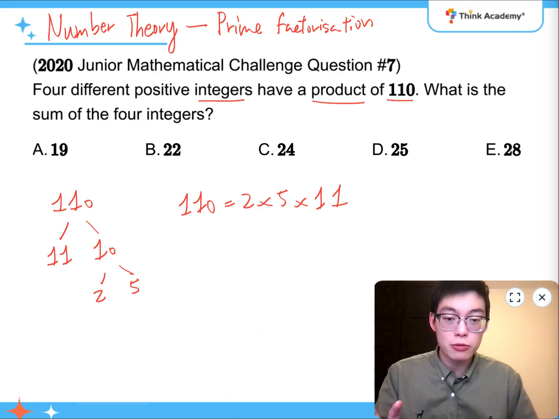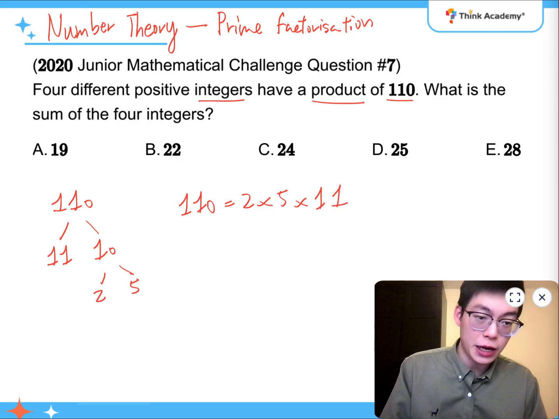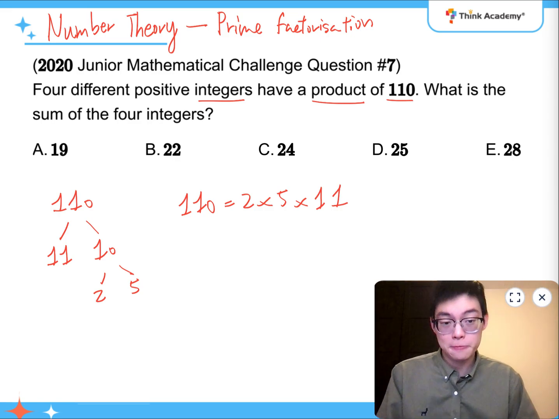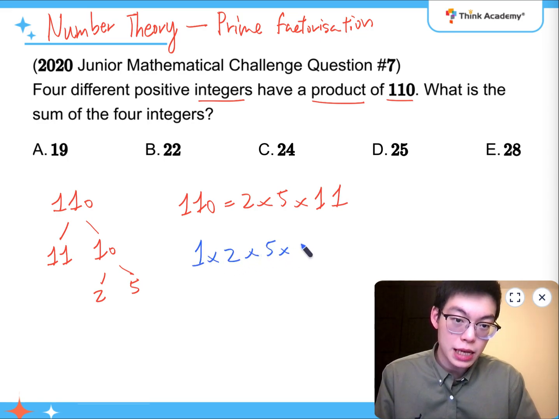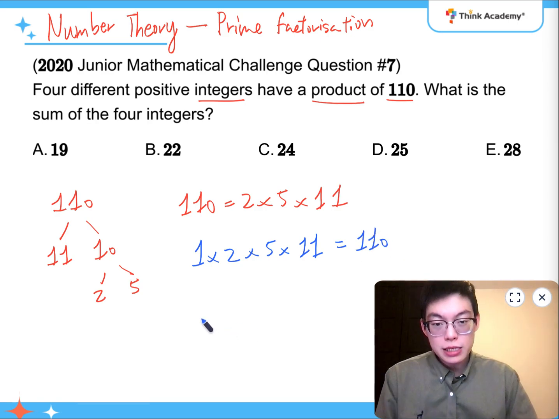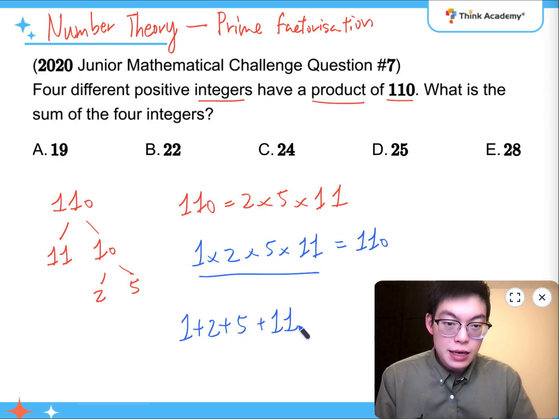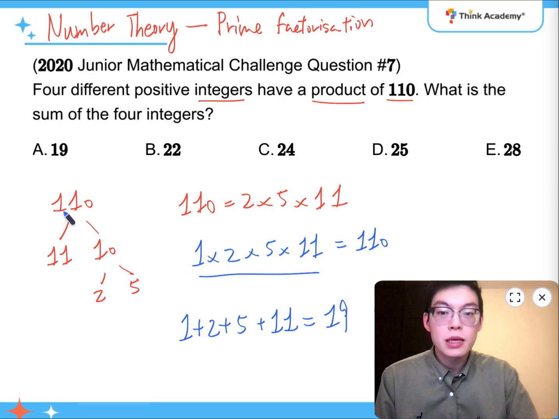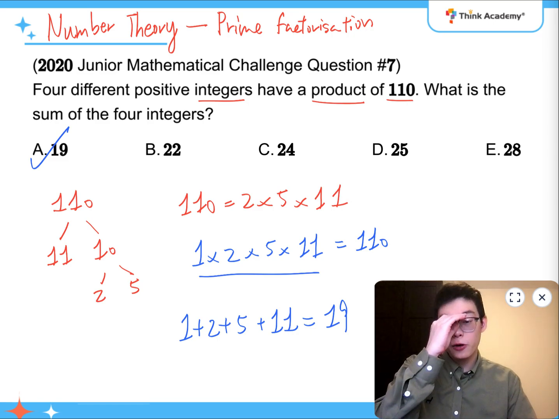So don't forget about the factor 1 whenever you need to multiply it by something else without changing the value. Of course, you're multiplying it by 1, right? So we know that 1 times 2 times 5 times 11 is 110. Which means that I'm finding the sum of these 4 numbers. 1 adding 2, adding 5, adding 11. That is going to be 19. So the answer is going to be A. Okay? So that's for question 7.